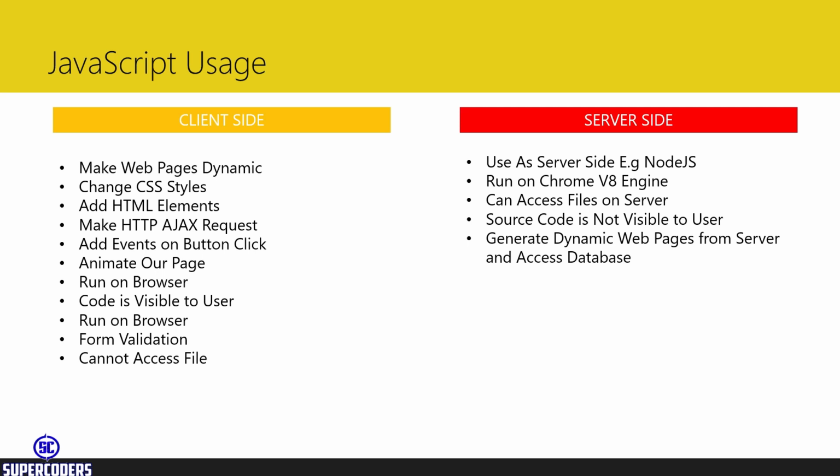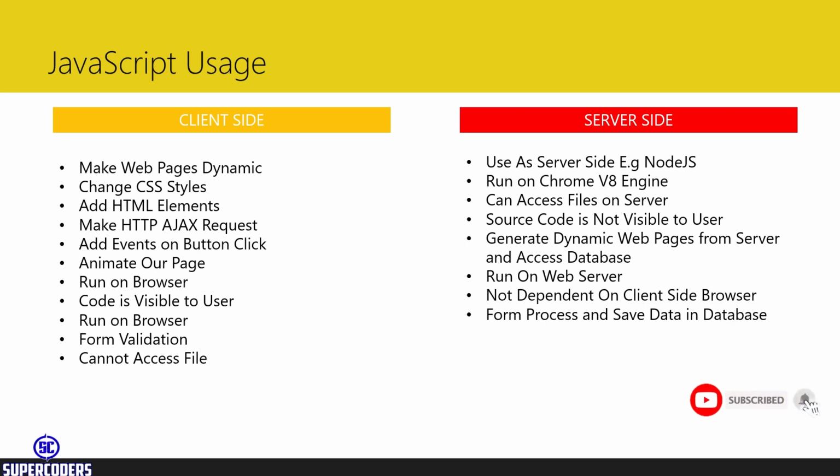We can also generate dynamic pages from database data using Node.js. It runs on the web server. It does not depend on the client-side browser, so it is independent of the browser. It runs and executes on the server. It can also process form data, like form submitting. It can handle form submit data and save it in our database.